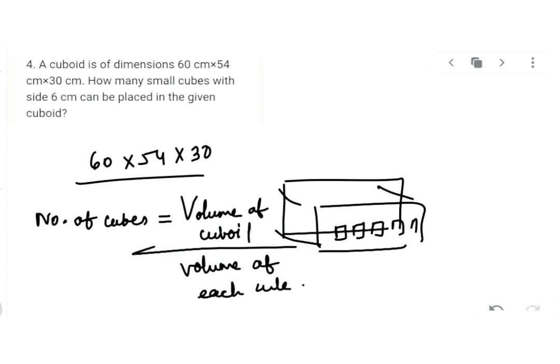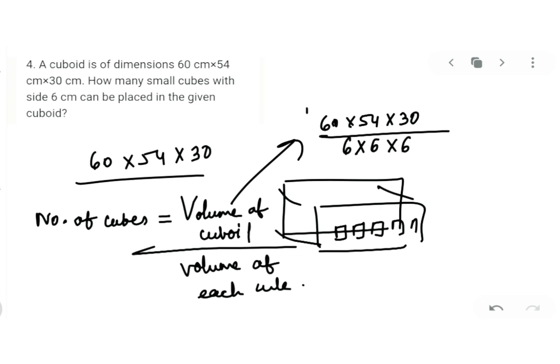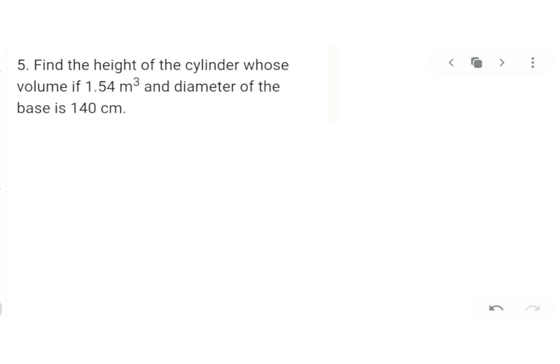Yes, my dear kids, go for volume of cuboid, that is length into breadth into height. And what about volume of cube? It is 6 into 6 into 6, that is side cube. When you divide this, you will get the number 450. That means 450 small cubes you can put into this cuboid. Correct? Let's jump on to next, which says find the height of a cylinder whose volume is this.